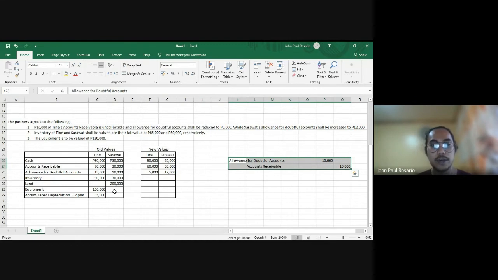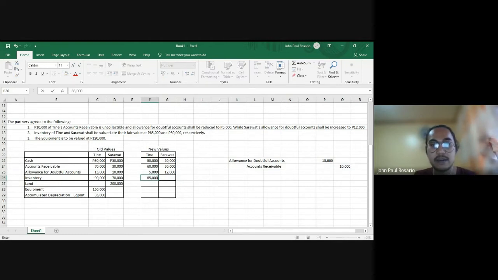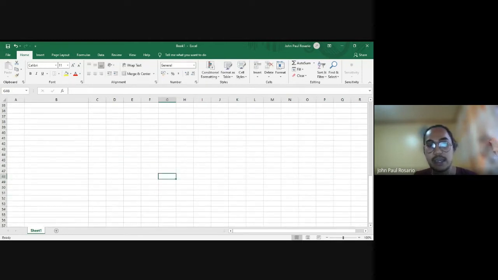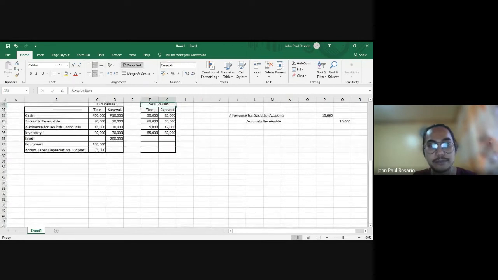Okay? So for our inventories, the inventory of Tyne and Sarawat shall be valued at their fair value of 85,000 and 80,000 respectively. So in this case, the agreed value and the fair value of inventories are equal. Okay? So we value them again. For Tyne it is 85,000 and for Sarawat it's 80,000. Oh my god, I'm so sorry.